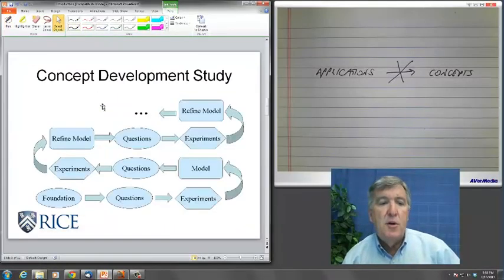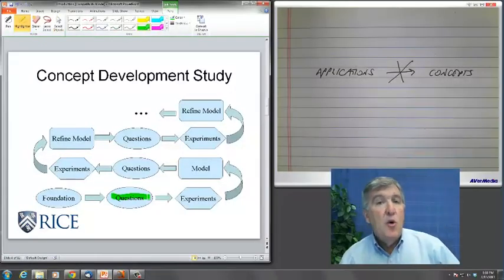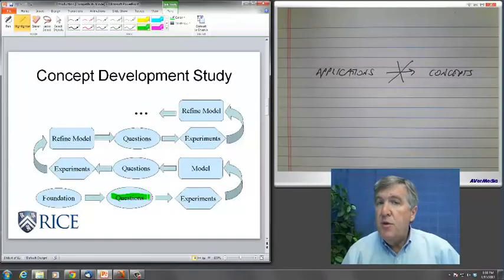Well, this diagram may help you understand that a bit, because this is the process by which we walk our way through the development of a fundamental chemical concept. It begins, in essence, in every case, with the development of a set of questions. What would we like to understand about the world around us that we maybe don't already understand on the basis of prior knowledge that we'll call foundations?